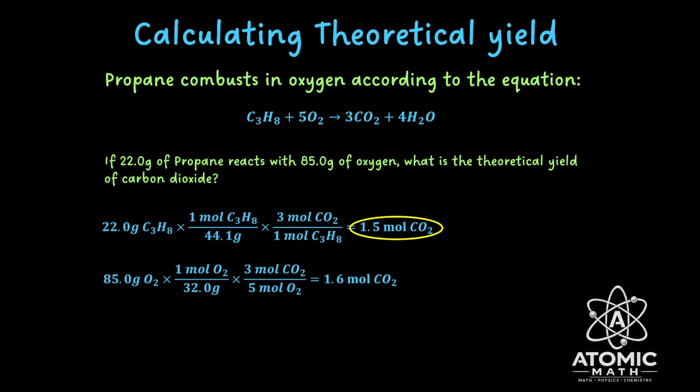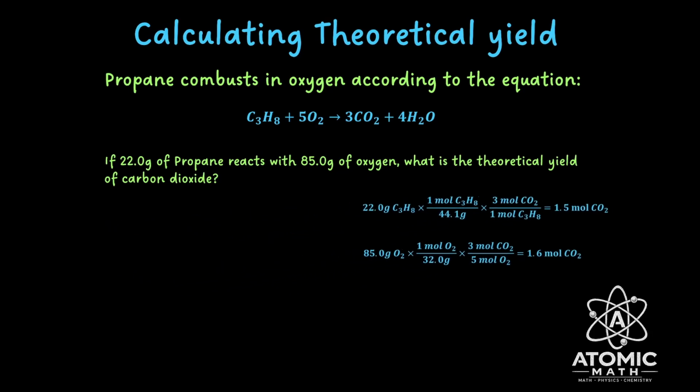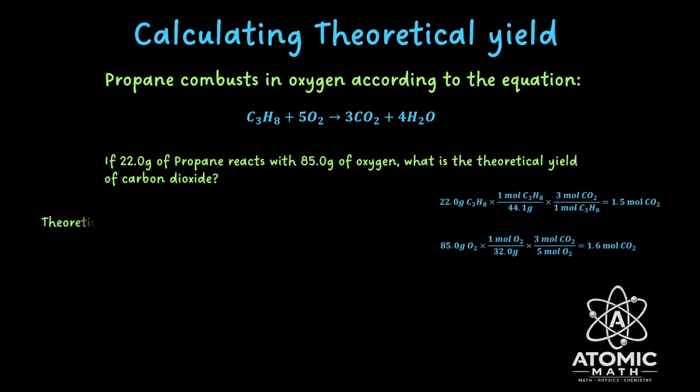So in order to find our theoretical yield, we need to take those moles and do a calculation. If we're making 1.5 moles, and we know that each mole of CO2 weighs 44.01 grams, then we're expecting a theoretical yield of 66 grams of CO2. Let's just say that you did your little reaction and you actually recovered 63.7 grams. What is your percent yield?